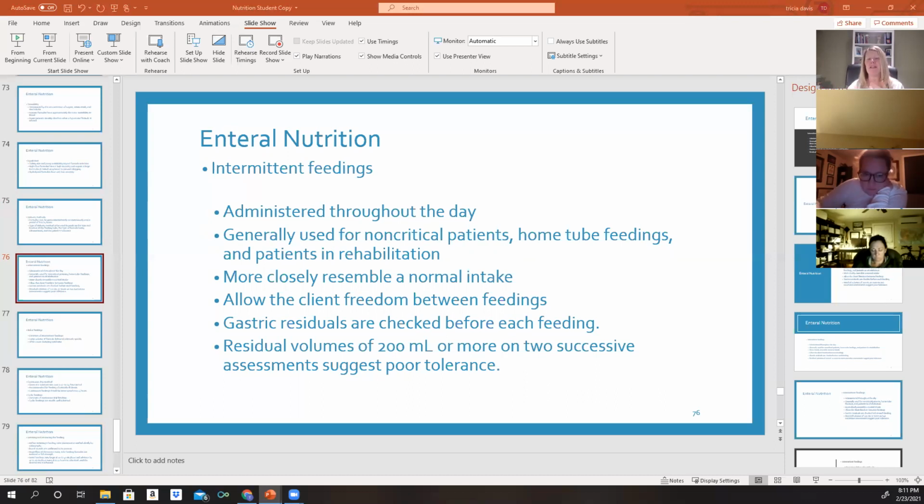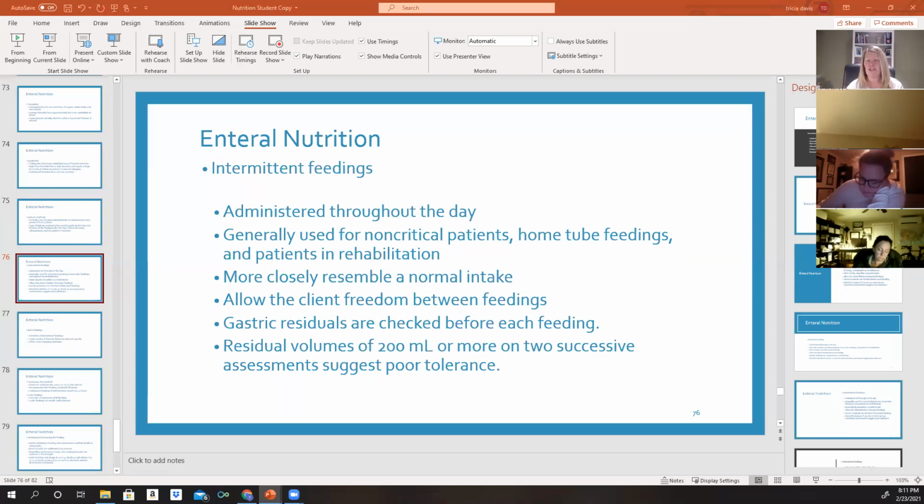So if you feed them and then you go back, however your order set says how often you're assessing that residual, if it's every 4 hours, if you go in after 4 hours and there's 250 or 200 in there, you're going to push it back in, wait another 2 hours, let the doctor know, write him a nice little note, just letting him know this is what I'm doing. I'll touch base with you in another 2 hours.